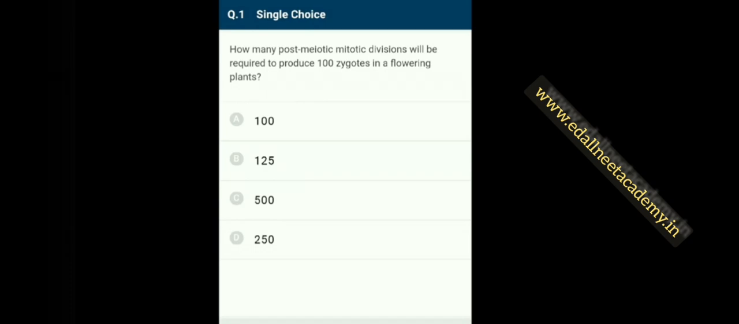In flowering plants, double fertilization occurs. Thus, for formation of one zygote, 5 mitotic divisions are required. Thus, for 100 zygotes, 500 mitotic divisions will be required. So, the answer for this question is option C, 500.